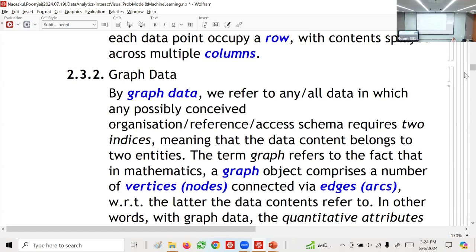You will see when you open, just by page count alone, graph data is treated as a separate chapter, the last chapter, chapter 7, right? Whereas supervised learning, unsupervised learning, probabilistic model, this is all mostly going to deal with tabular data, okay? And that's real life as well.